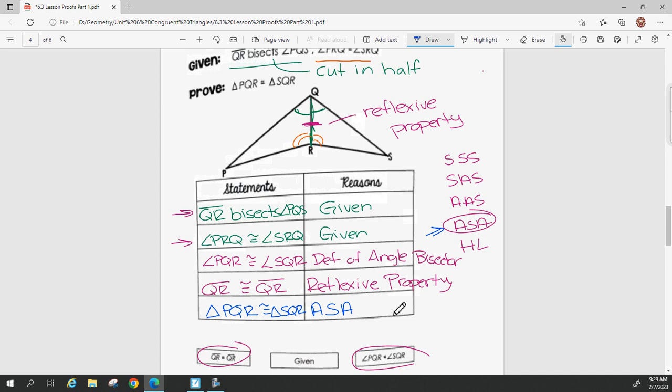So we've already been doing this without all of the statements and reasons. This is a more formal way to show why what you're saying is true. We have now justified why these two triangles are congruent by angle side angle.